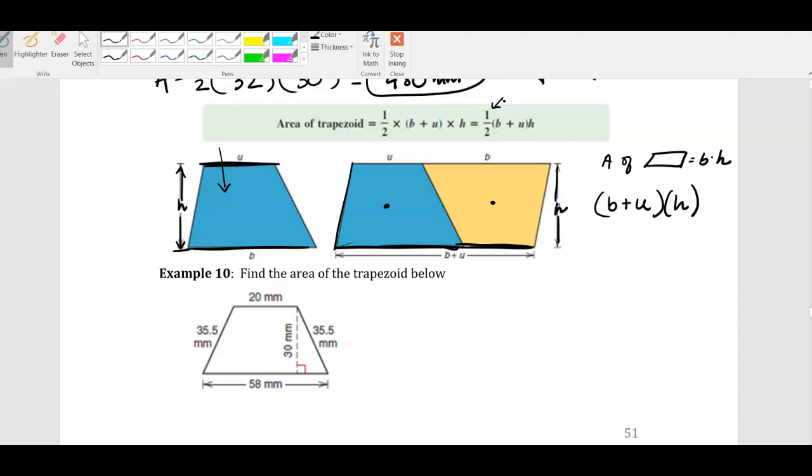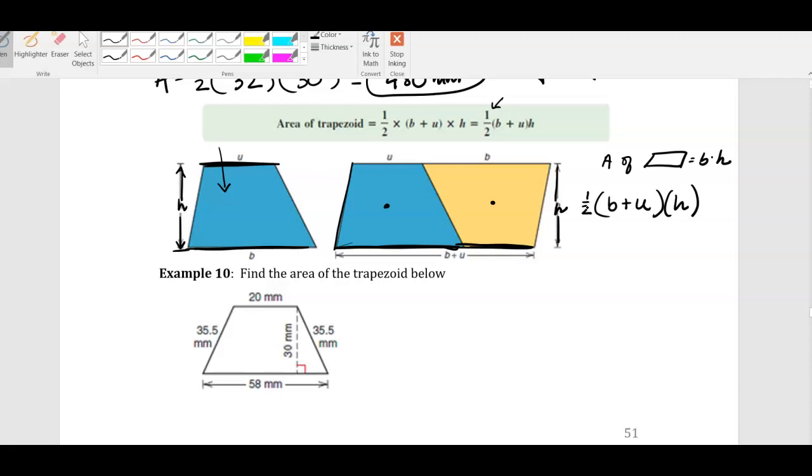Now, if you look at the formula, there's a half there, and you might be asking yourself, well, where's the half come from? Well, we're only wanting the area of the blue trapezoid. We doubled it just to see how it would look if we made it into a parallelogram. So we're going to put a 1/2 here, just because we only want the area of the blue. We don't need the yellow.